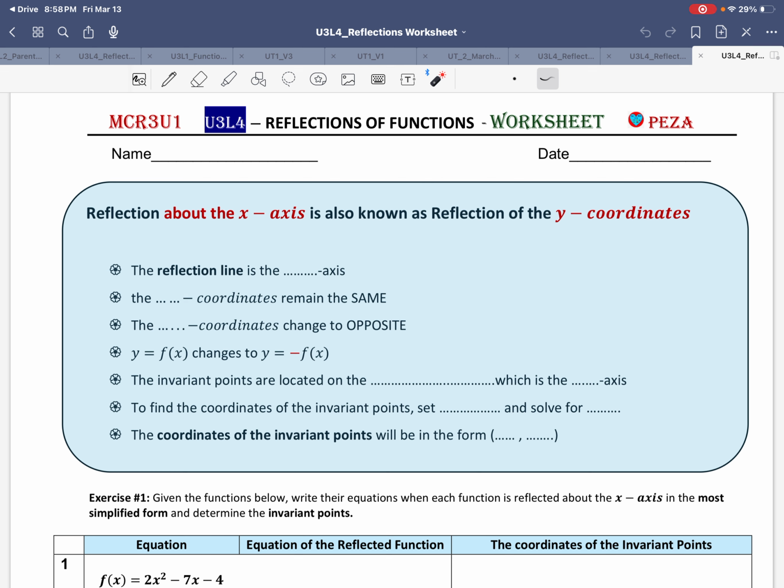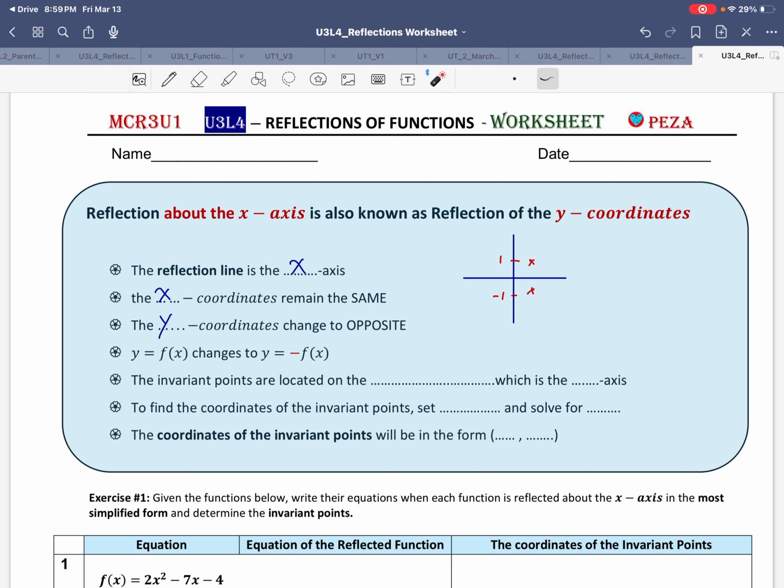So, when it comes to reflection over the x-axis, which we also call the reflection of the y-coordinates, we know that the reflection line is the x-axis because that's what it says. Now, the x-coordinates will remain the same, whereas the y-coordinates will go to the opposite side of the x-axis, and they will change sign to opposite. Imagine a point being here, then this one will go to the other side of the x-axis, so the y-coordinate is going to change, let's say, from 1 to -1.